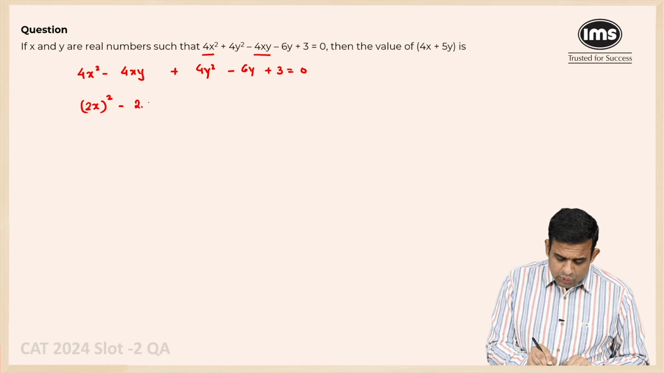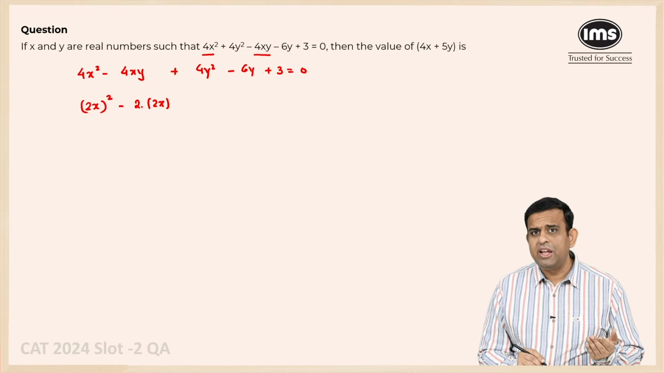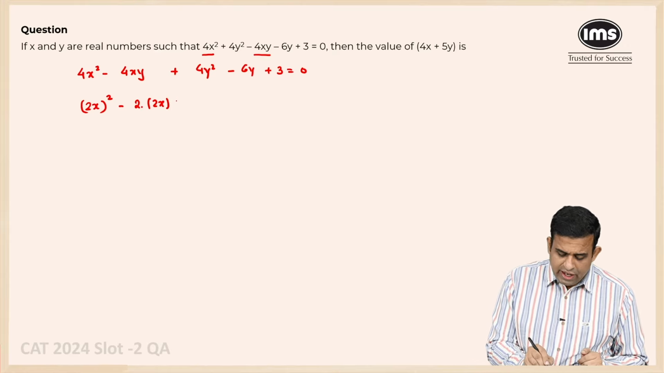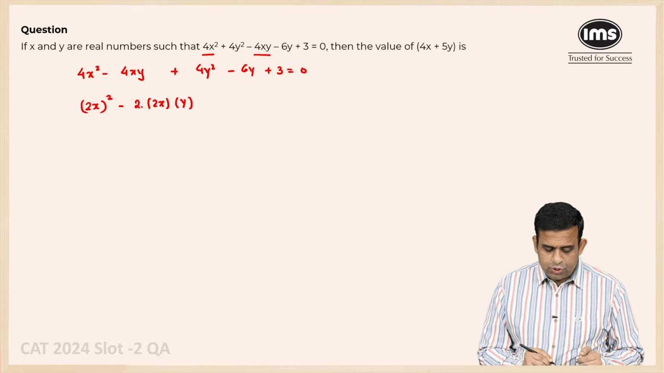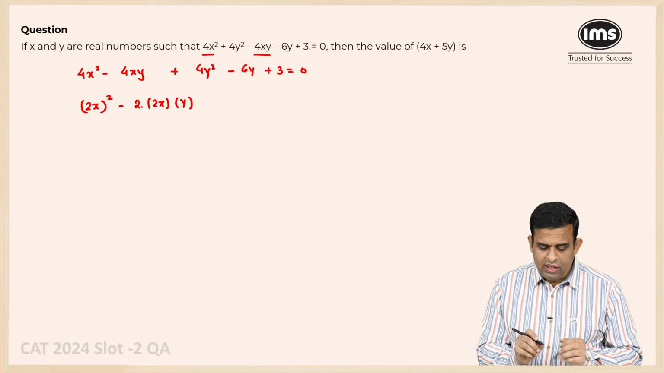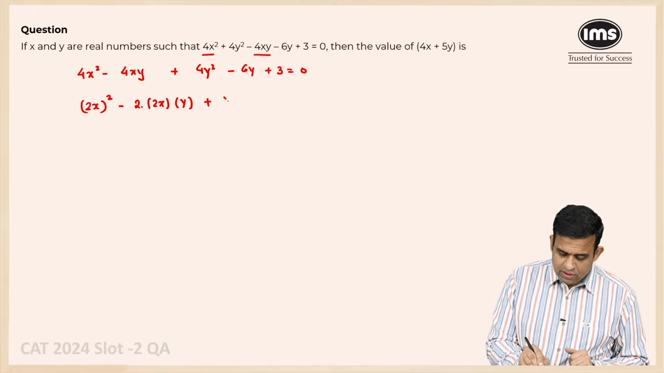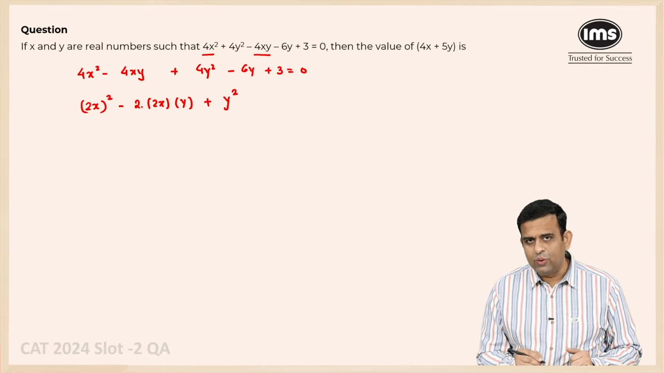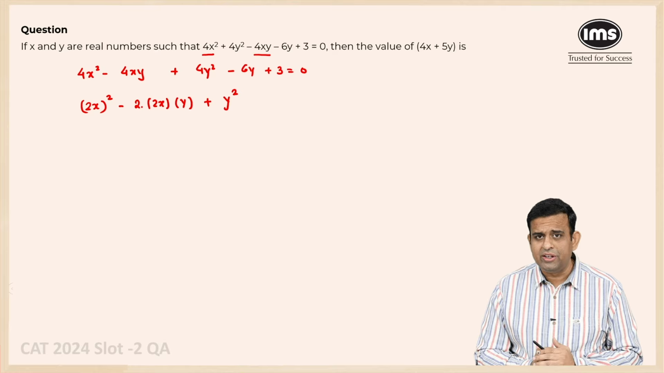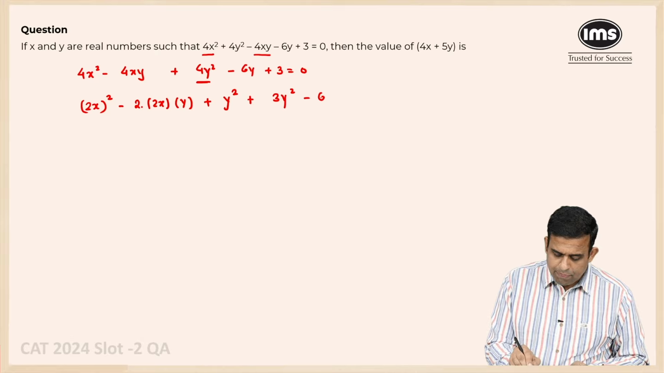So now minus 2 into 2x. Right now I got the term 4x. What will you multiply in 4x to reach the term 4xy? The answer is y here. So we have 2x whole square minus 2 into 2x into y. That means to make this part a perfect square, we need to add y square. So suppose I put a y square over here. We do have a 4y square term, so to balance it out, I need an extra 3y square. So 3y square minus 6y plus 3 equals 0.